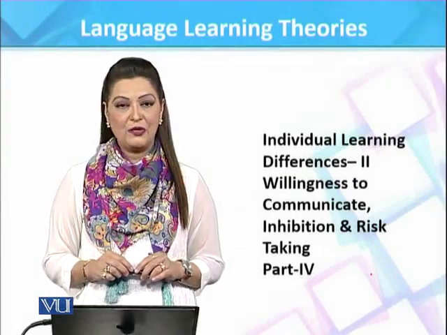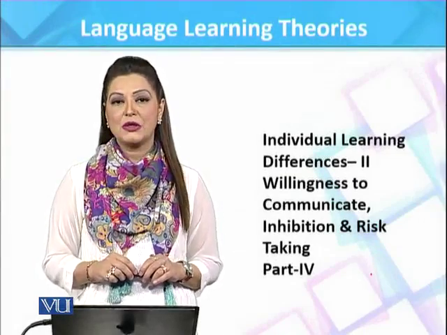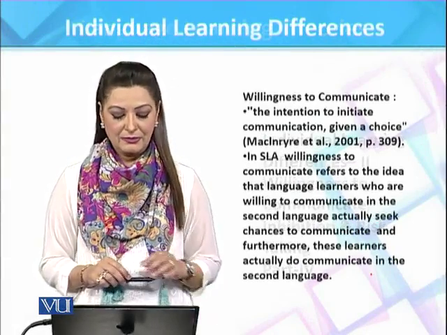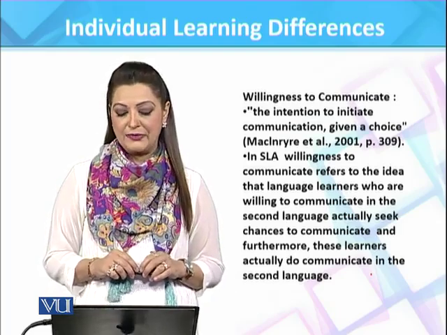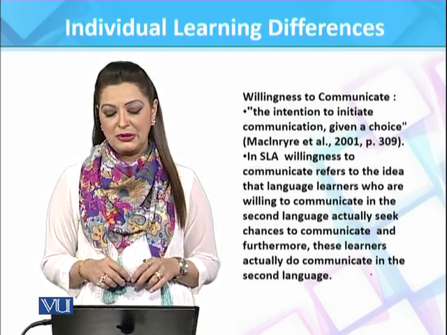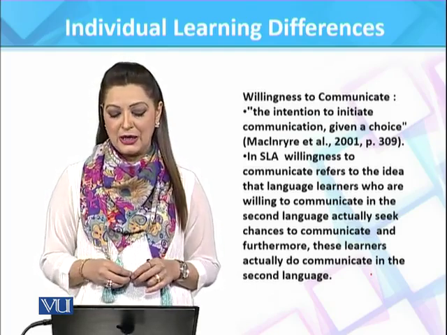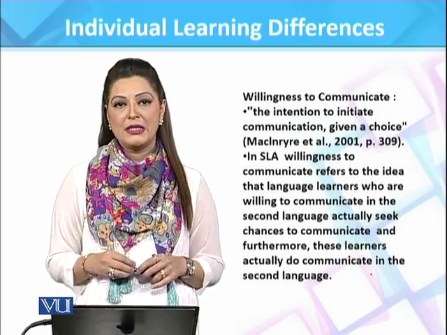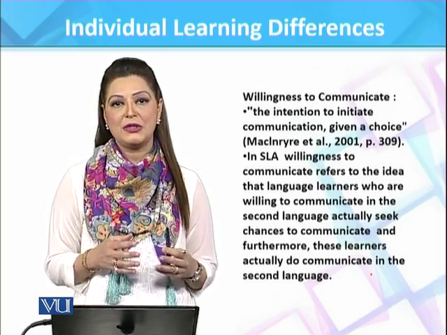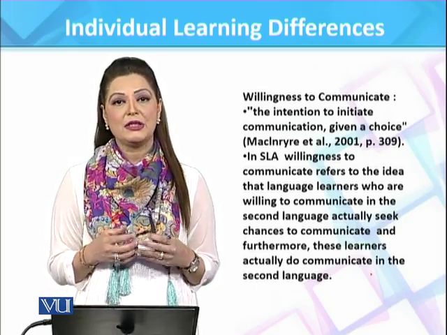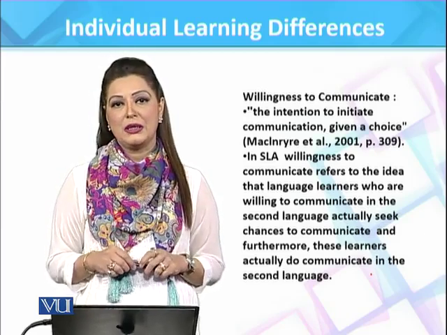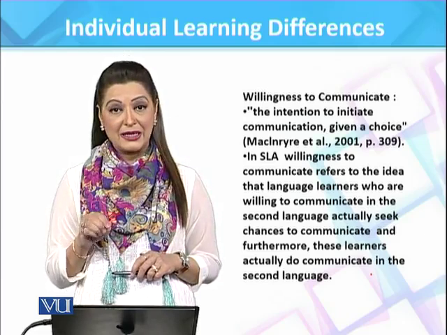The fourth part has the following factors: willingness to communicate, inhibition, and risk-taking. Willingness to communicate refers to the intention to initiate communication given a choice. So it is the willingness, a desire to communicate as far as the second language is concerned. So, desire and willingness to communicate with the speaker of the second language culture, or the target language speaker, you can say.